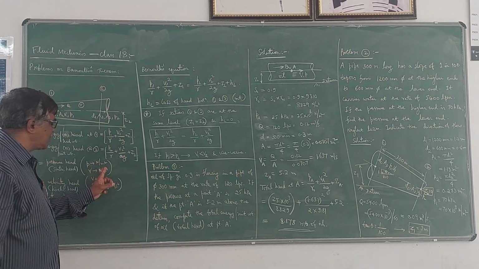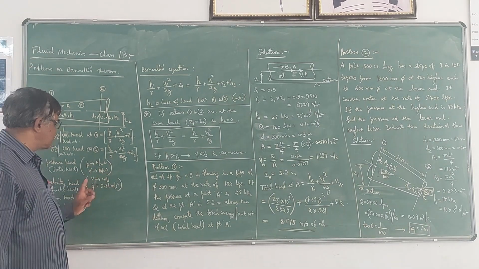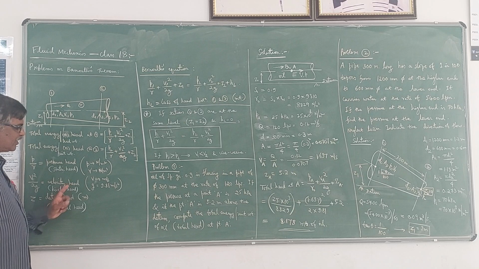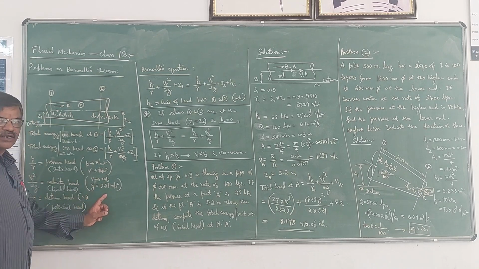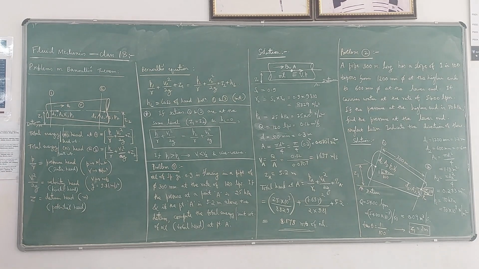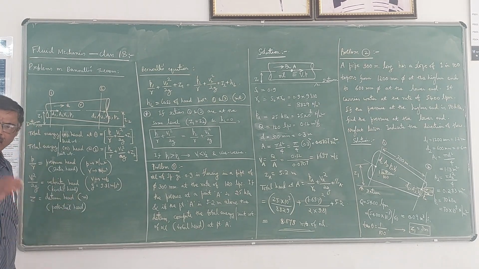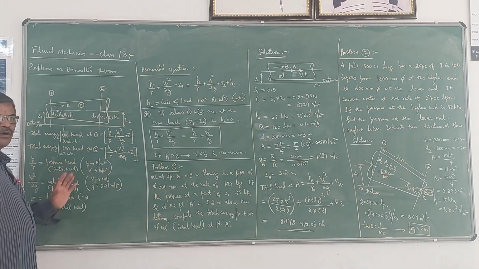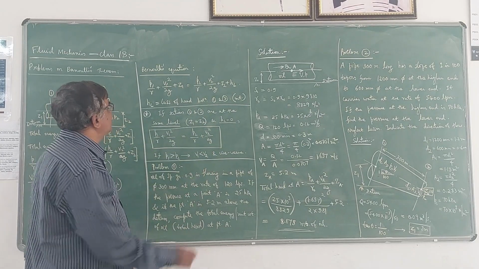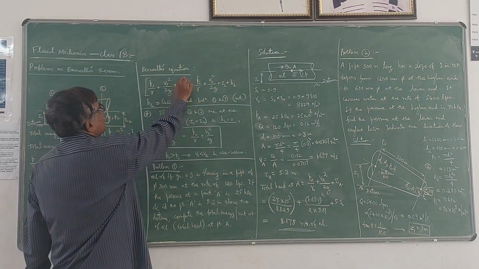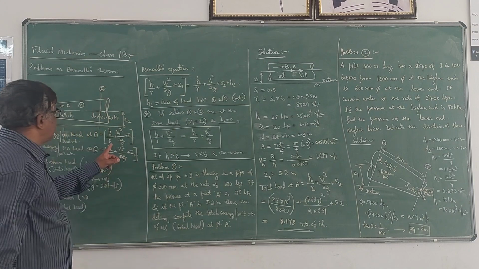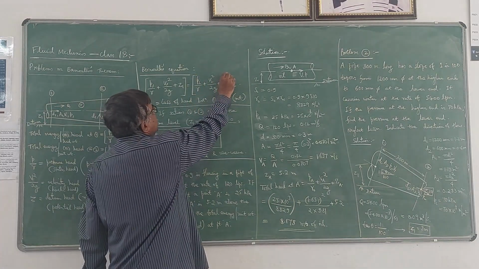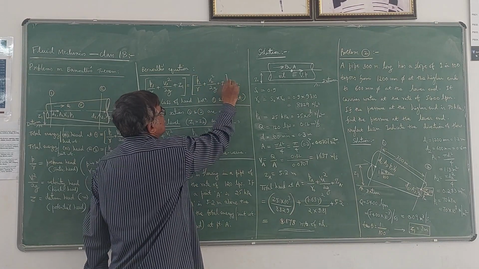You should be very, very careful about these units. That's why I have written here, SI units you have to follow. V square by 2g is called the velocity head or kinetic head, where V is in meter per second. g, you know, is the constant 9.81 meter per second square. Z is called the datum head, or also the potential head, which is expressed in meters. According to Bernoulli's theorem, the total head remains constant. The total head at 1, P1 by gamma plus V1 square by 2g plus Z1, should be equal to total head at 2, P2 by gamma plus V2 square by 2g plus Z2.